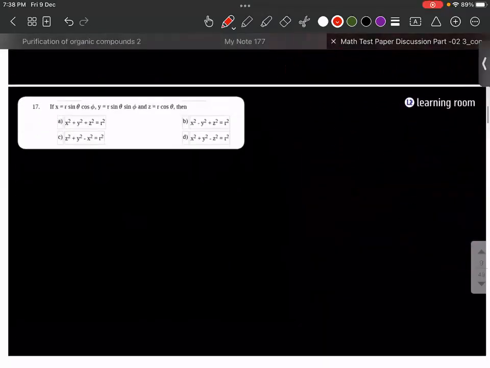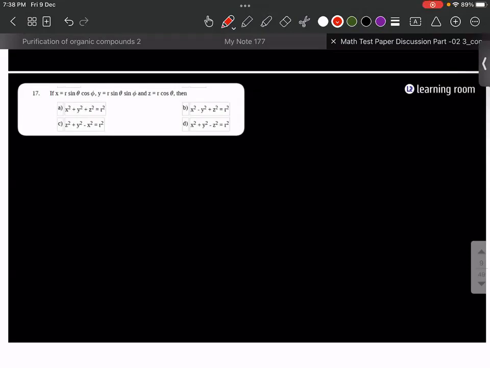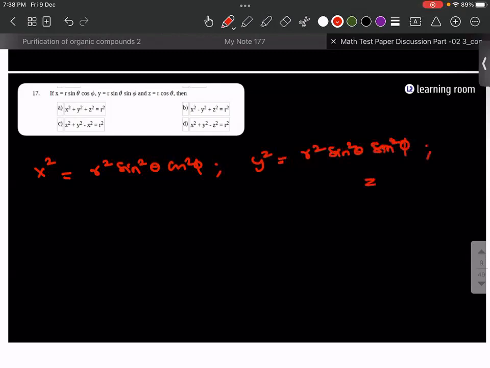Next. This one we should have done. X is equal to R sin theta cos phi, Y is equal to R sin theta sin phi, Z is equal to R cos theta. Then is it A, sir? Let's do it. X square will be equal to R square sin square theta cos square phi. Y square is equal to R square sin square theta sin square phi. And Z square is equal to R square cos square theta.